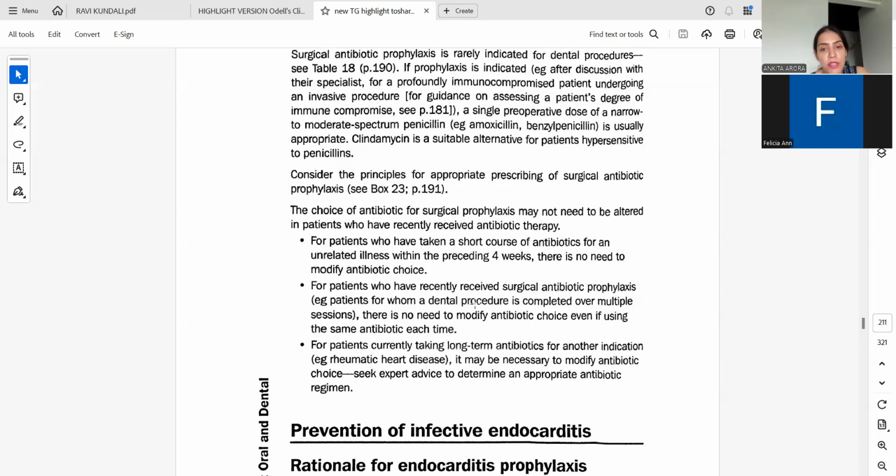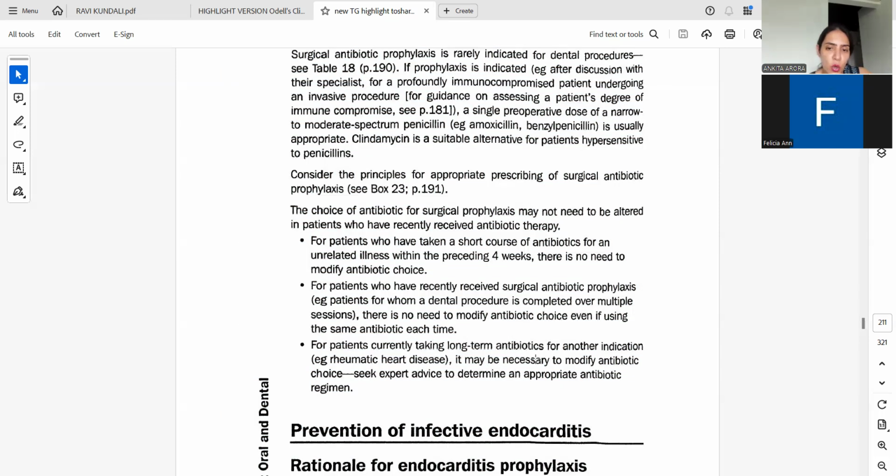For patients who have received surgical antibiotic prophylaxis, patients for whom a dental procedure is completed over multiple sessions, there is no need to modify antibiotic choice again, even if using the same antibiotic each time. So every time, the same amoxicillin is to be maintained.